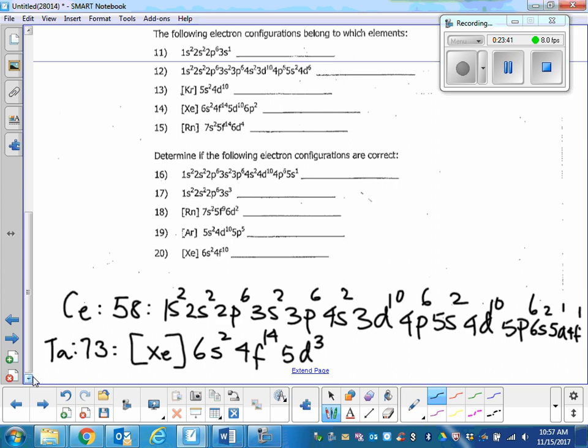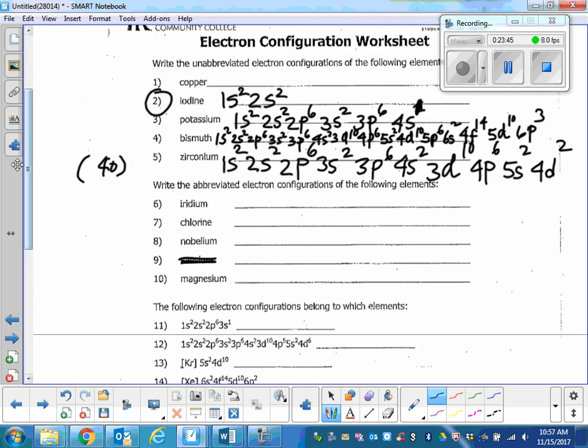Let me do one more. Let's do one more electron configuration that's abbreviated. You're going to do iridium. Iridium is number 77. You're going to do the noble gas configuration. What is the noble gas you're going to choose again? Xenon.